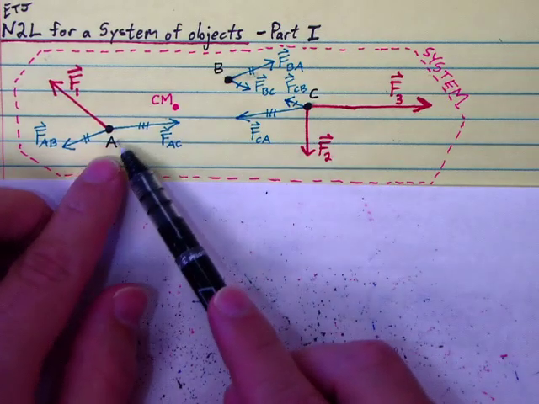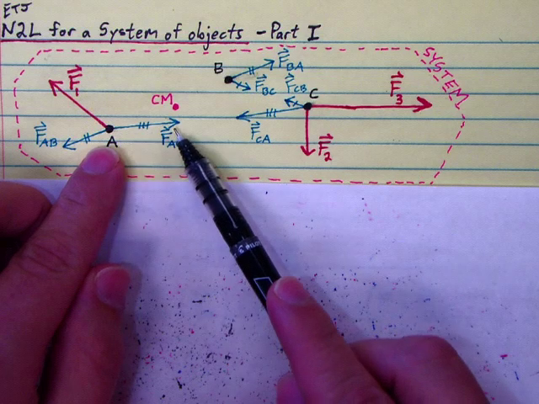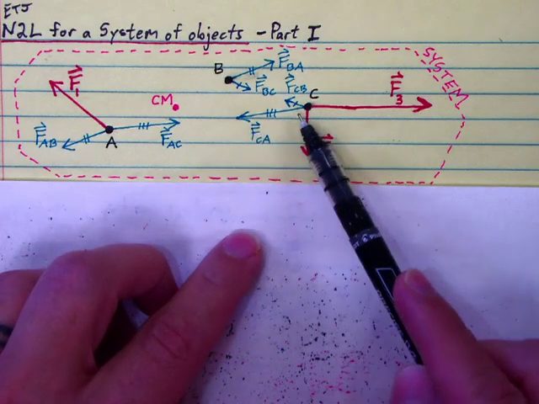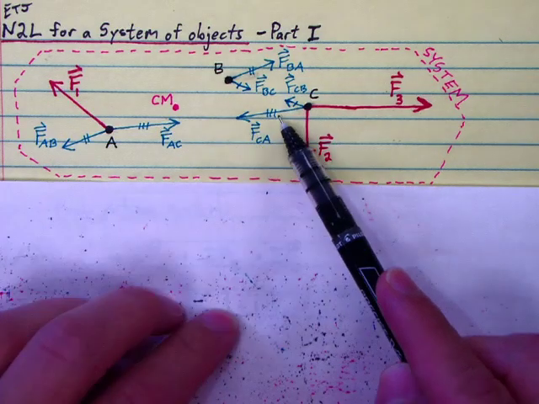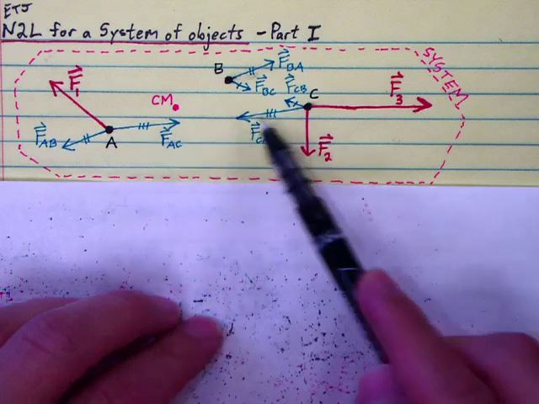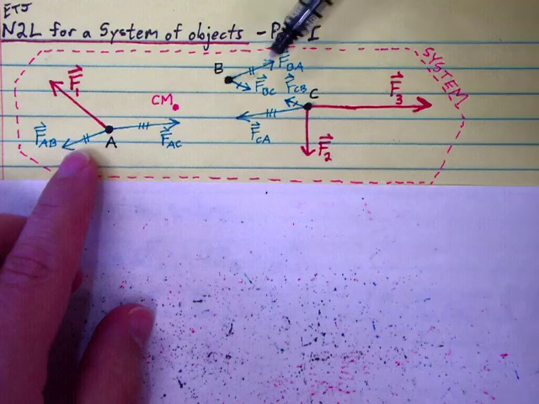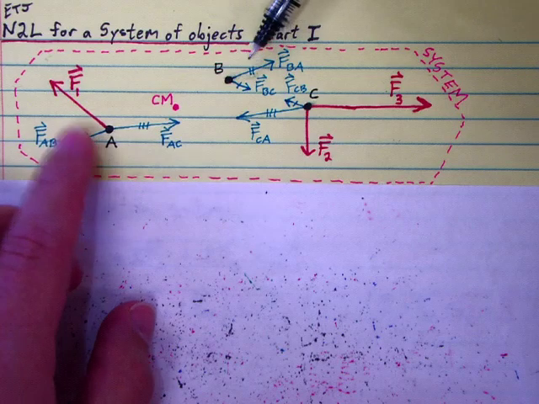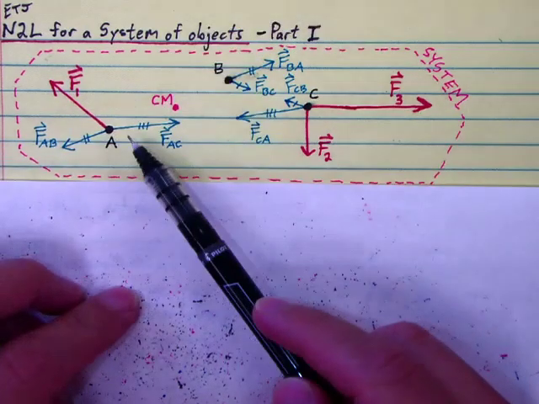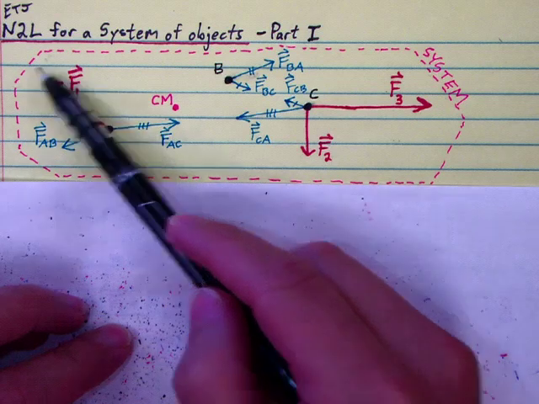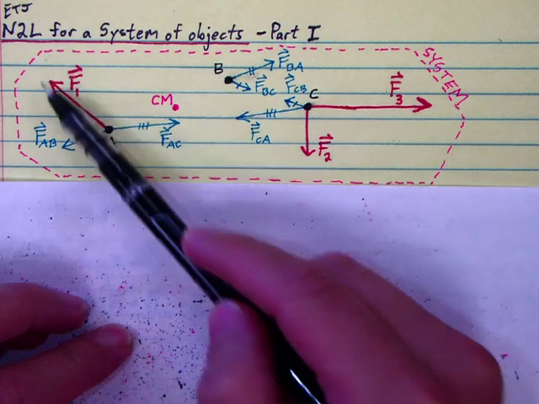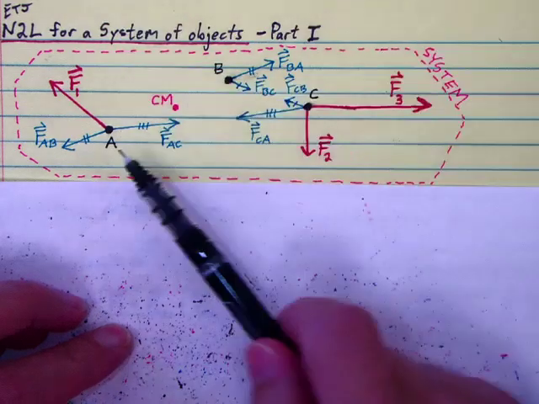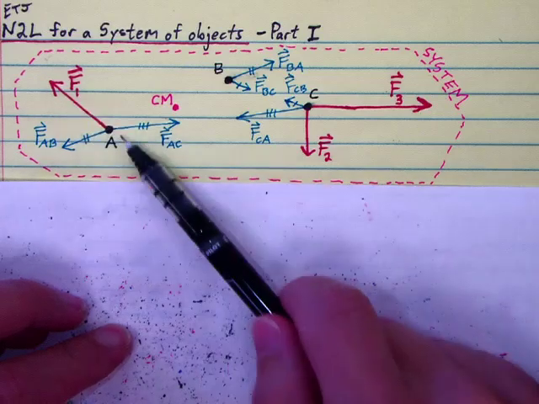So that is the force on A due to C. And then, of course, if we look over at C, we see the partner force, the force on C due to A, for that Newton's third law internal force pair. Likewise, here's an N2L force pair, internal forces between A and B. Now, A is also interacting with something outside of the system. This is an external force right here in red. So I'm going to call it force 1. So two internal forces and one external force.